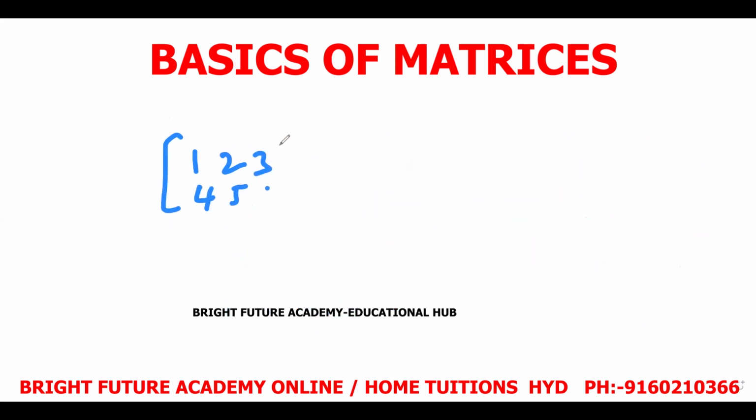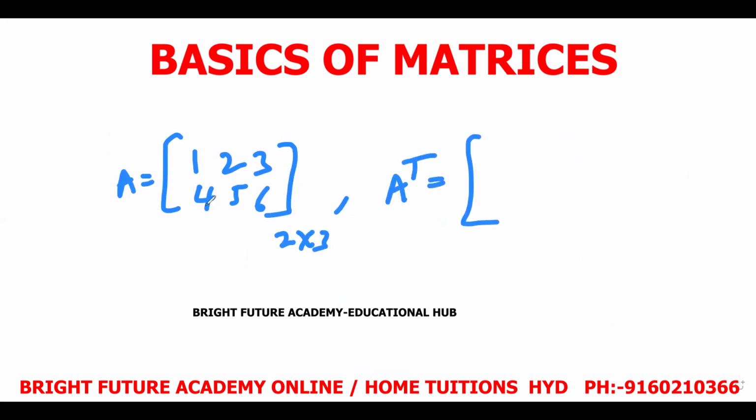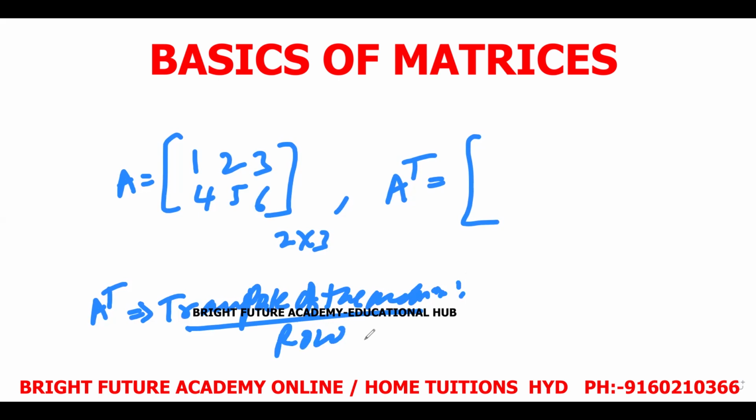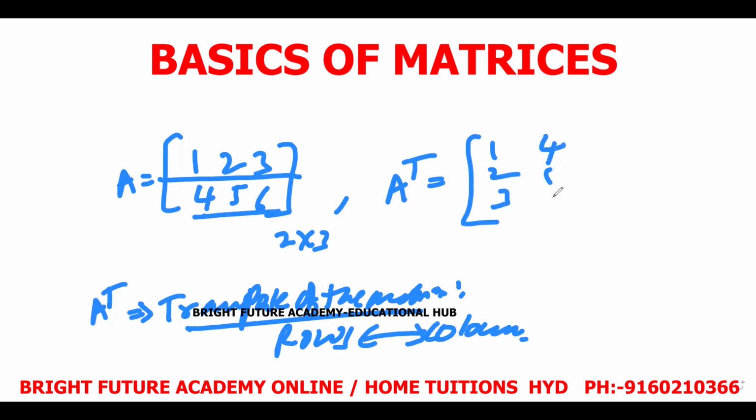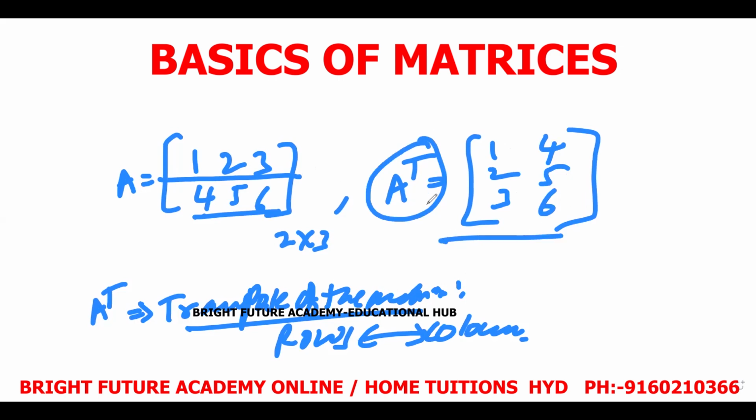Got it? 1, 2, 3, 4, 5, 6. Suppose this is A. Are you aware of A transpose? See, A transpose is called transposition. Transpose of the matrix means rows become columns and columns become rows. So the first row becomes the first column, the second row becomes the second column. So A transpose is this. This is the result of transpose.